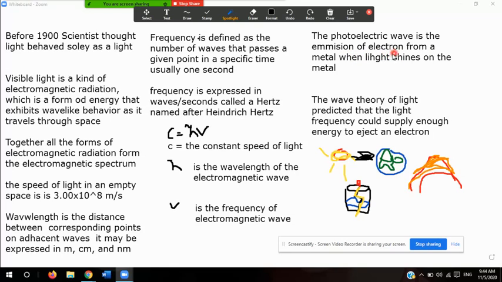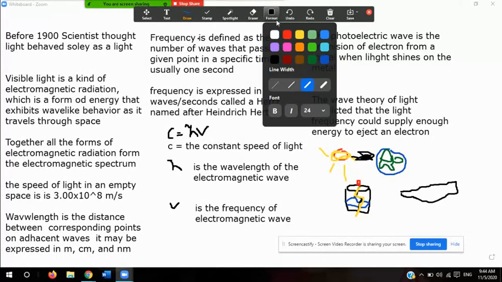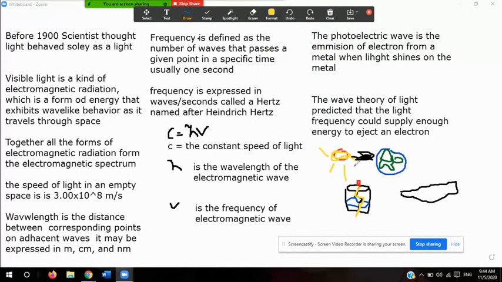So the photoelectric wave is the emission of electrons from metal when light shines on the metal. So what this is trying to say is that basically, if we have a metal, whatever metal, and we have light, the photoelectric wave is the emission of electrons from metal when light shines on a specific metal. So let's say we have metal, and I drew the sun, so I'm going to keep using the sun as an example. And let's say that metal is exposed to the sun.